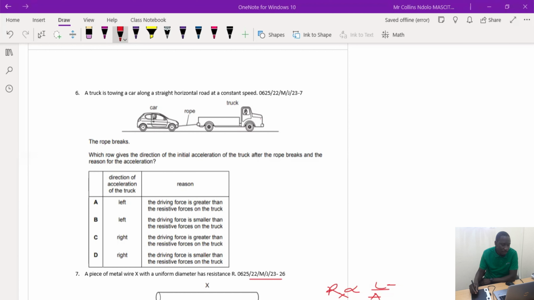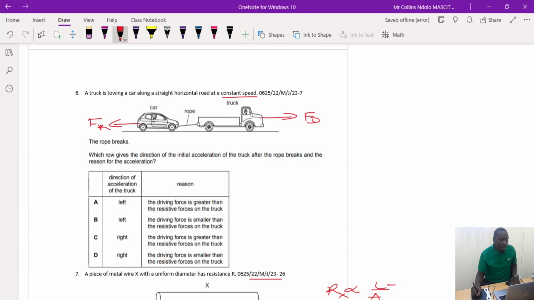If we look at this, a truck is towing a car along a straight horizontal road at a constant speed. Now there's a driving force here. Let me call it FD. And of course, because the car is being dragged, it contributes to the drag force. So let me have this as FR.